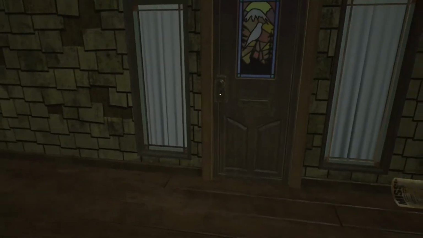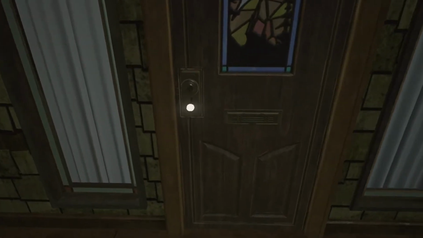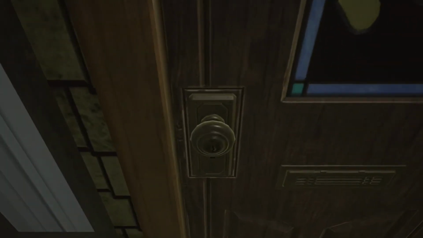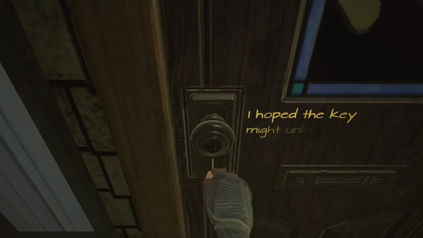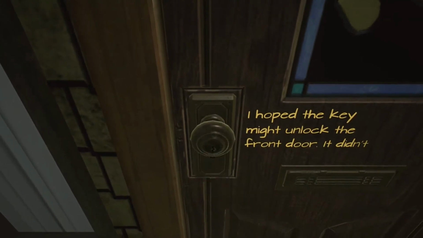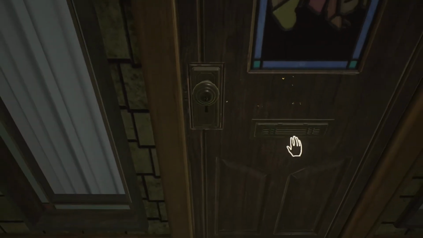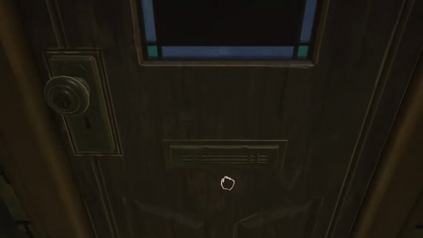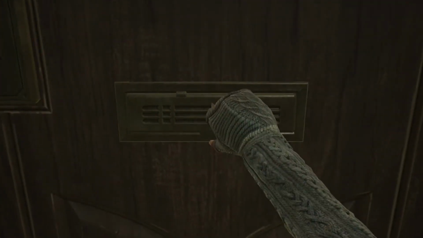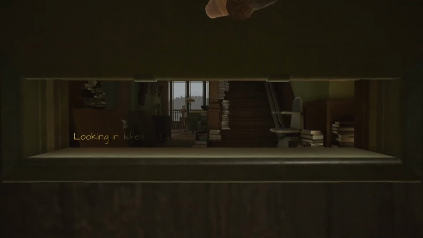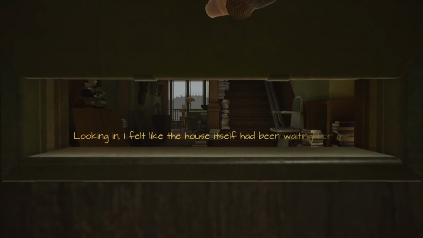Okay. Hey, we've got a key. Let's try it. I hoped the key might unlock the front door. It didn't. Oh, hello. Looking in, I felt like the house itself had been waiting for me.